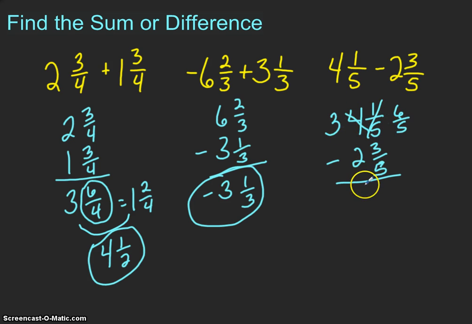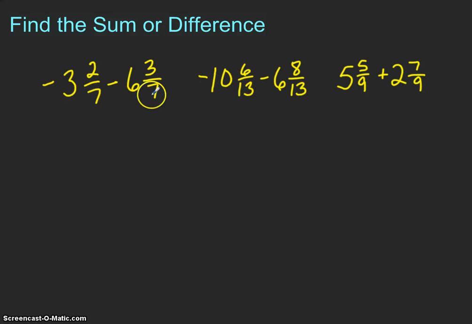Okay, now I can subtract. 3 minus 2 is 1. 6 minus 3 is 3. So it's 1 3/5. And it is positive because the bigger number here is a positive. Okay, so we get a positive answer. Keep going with these. Okay, same sign sum.